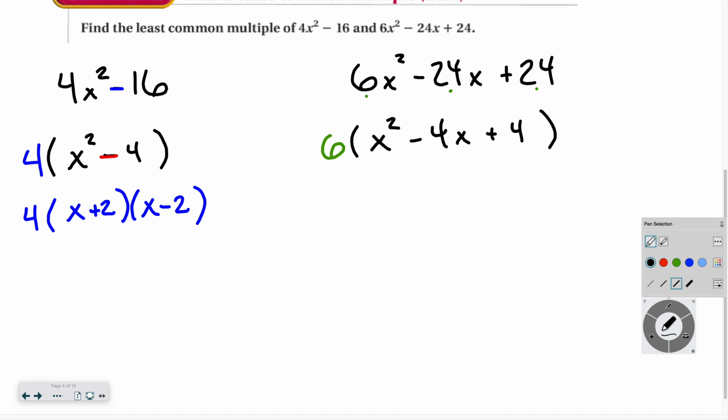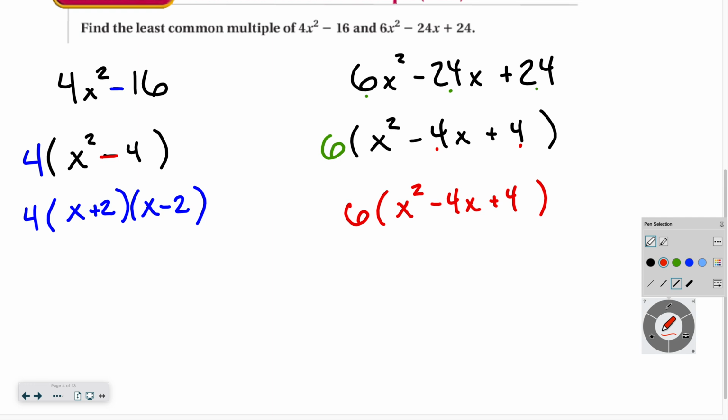Now I'm looking for the factors of this group, x squared minus 4x plus 4. Basically, 2 factors of positive 4 that add to negative 4. Well, that doesn't exist. There aren't factors of 4 that add to negative 4. So in this case, this group will not factor any further. So 6 times quantity x squared minus 4x plus 4 is as far as I can take it.